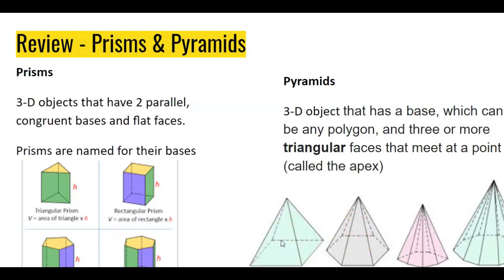So if you're having trouble determining whether something is a prism or a pyramid, look at the lateral sides around the side, and see whether they are rectangles or whether they are triangles.